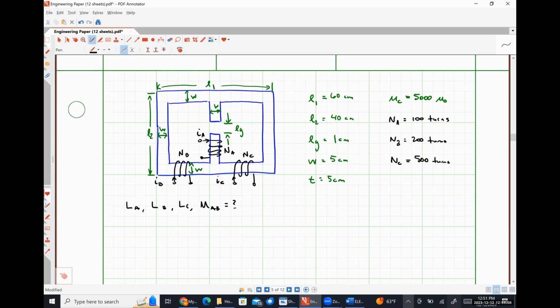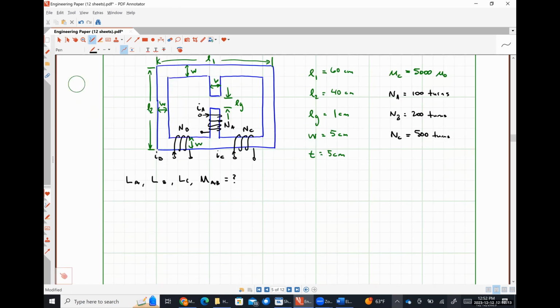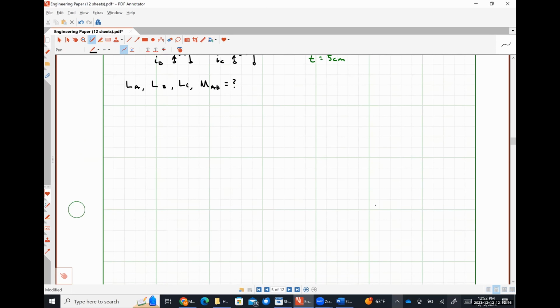So to determine our self-inductances, we are going to need to determine the equivalent reluctance seen by each coil. And because of this particular configuration, each coil is going to see a different reluctance. Okay. So making this look like a simple magnetic circuit, we're going to have something like this, right? So here is the reluctance that I'm going to call R sub L. It'll be in series with the MMF of coil B.